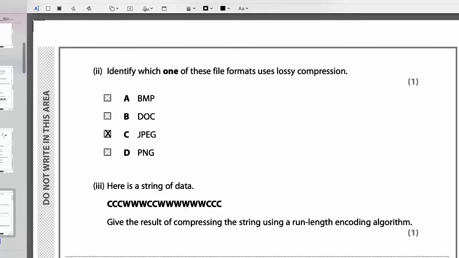It isn't A because it's not compressed. It isn't B because we don't want a lossy compression for a document. We'd lose half the file. That would make the document pretty much unreadable. And it isn't D because it uses lossless compression. So the answer is C.